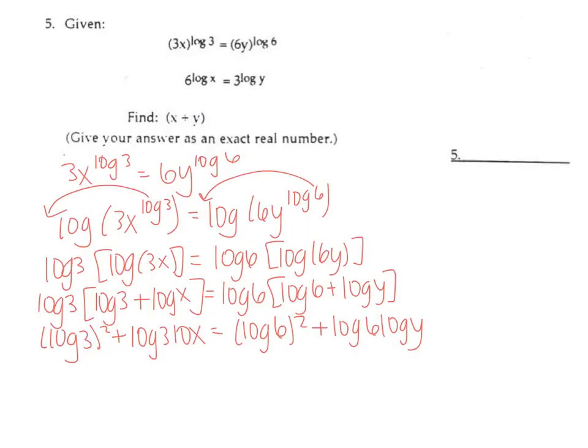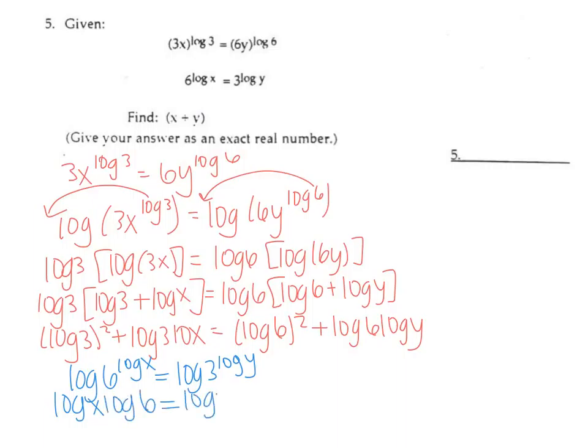Again, for the second equation, I'm going to take the log of both sides. So this time I get log of 6 to the log x equals log of 3 to the log y. So this becomes log x log 6 equals log y log 3 once I bring those exponents out in front. So I'm going to solve for the log of y. So I get the log of y equals the log of x times the log of 6 all over the log of 3.